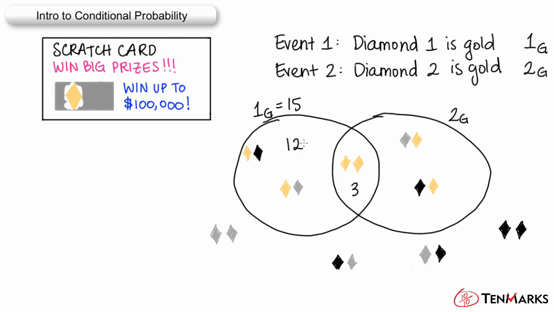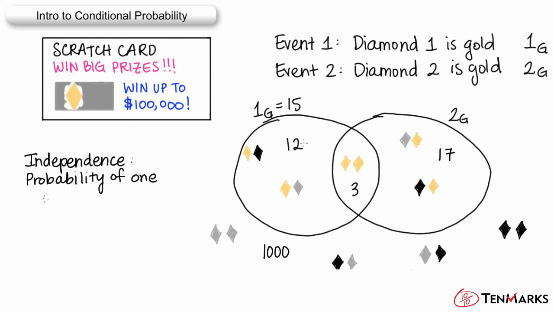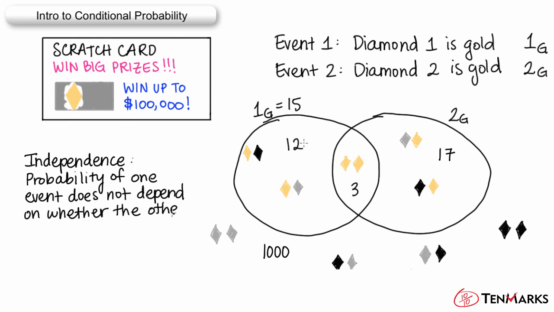Now let's say there are 1,000 cards out here that have no gold diamonds, and there are 17 cards in which the second diamond is gold. We can mathematically test whether or not these 2 events are independent of one another. Independence means that the probability of one event does not depend on whether or not the other event occurs. If the probability of one event multiplied by the probability of the other event is equal to the probability of the intersection, the 2 events are independent.